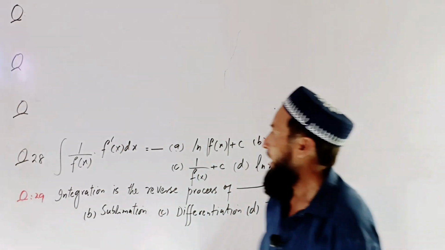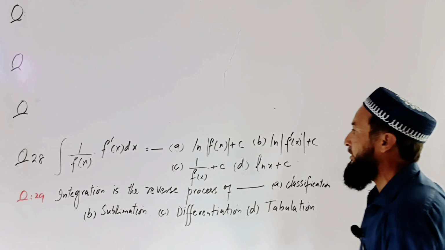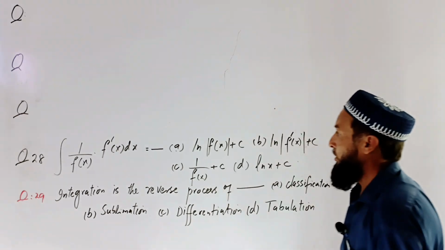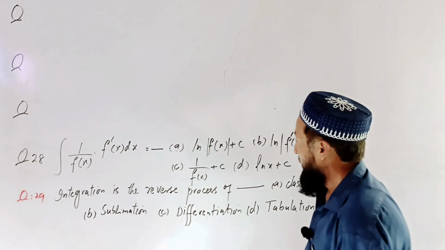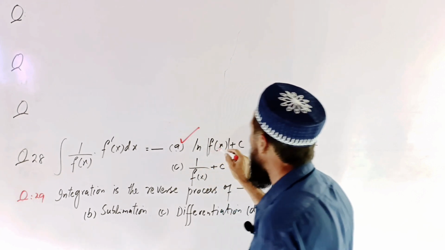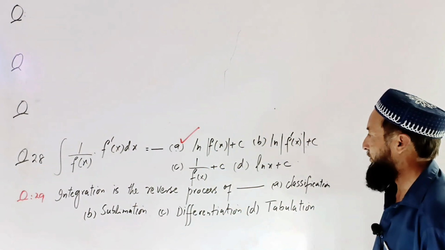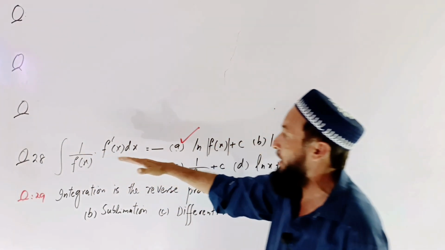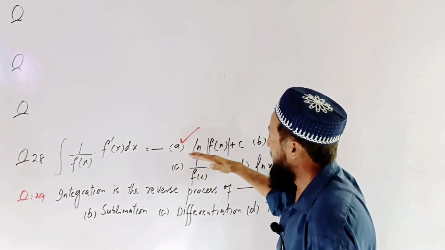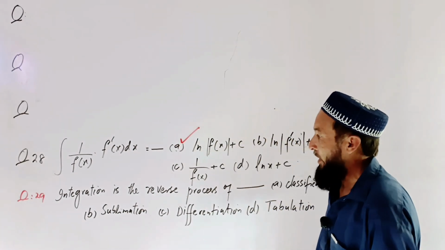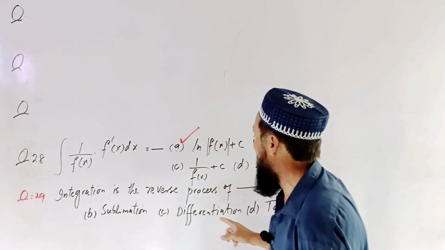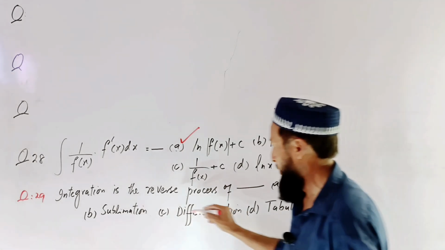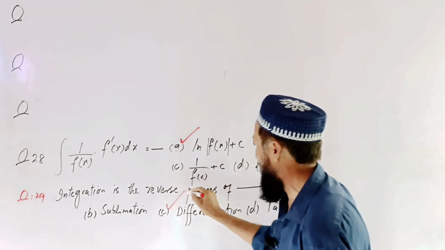Number 28, integration of 1 by f of x, where its derivative is given in the numerator as a product form. So that is the formula: we have log of f of x plus c. That is the formula you must remember. If the function is available in the denominator and its derivative is present in the numerator, we will take log of f of x plus c. Integration is the reverse process of antiderivative, derivative or differentiation. So here option C is the correct answer.